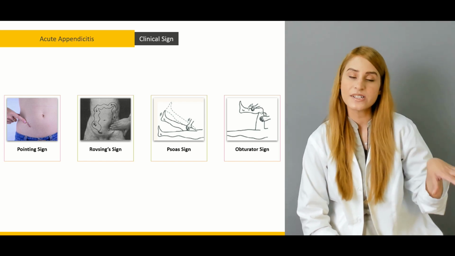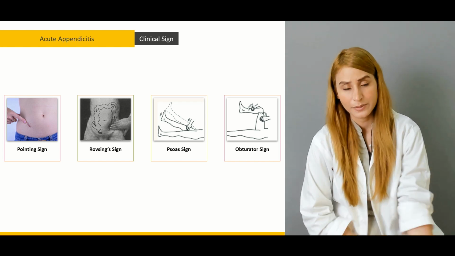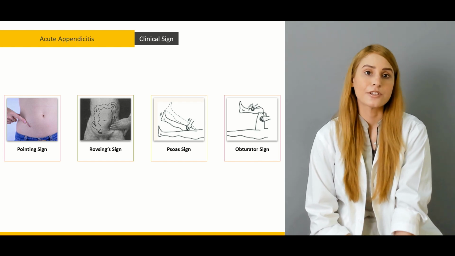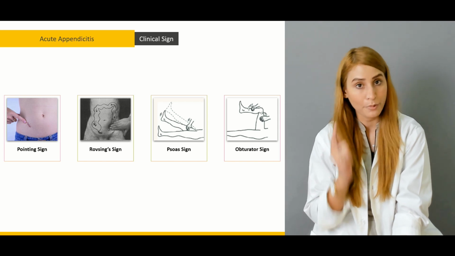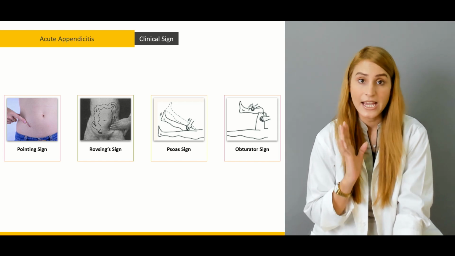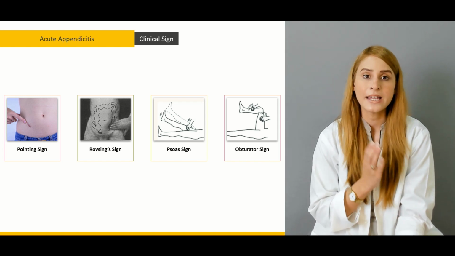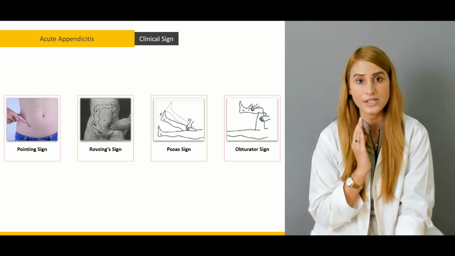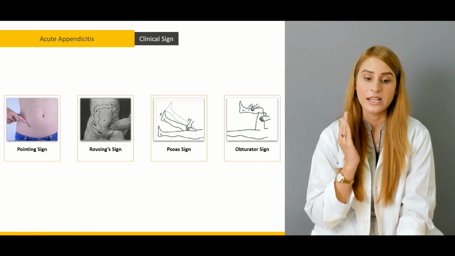So these are the 4 signs. There are other signs as well, but commonly these 4 signs are used in case of the patient who is coming to you with right iliac fossa pain to exclude the diagnosis of acute appendicitis. One is a pointing sign. The patient will point to you that I've got a pain in the right iliac fossa. The second sign is a Rovsing sign. You do the deep palpation at the left iliac fossa, and the patient says that I've got a pain in the right iliac fossa. This is called as a Rovsing sign.